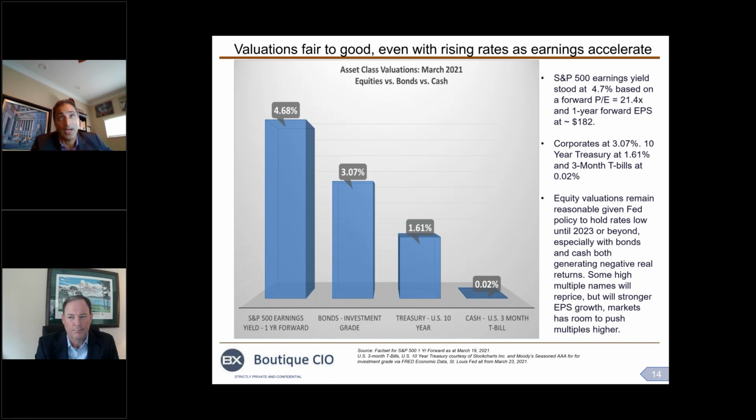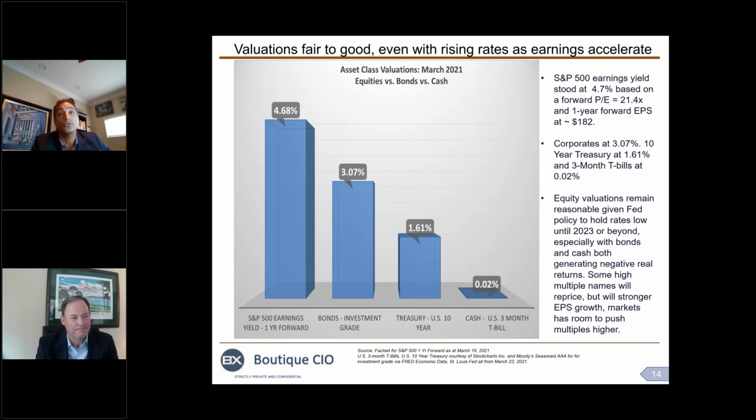Today, you're getting nothing from cash. We're today at about 1.6, 1.65 for the 10-year, and stocks are yielding over 4.5%, which is a multiple right around 21. So we describe this as being fairly to moderately valued. We don't see this as being overvalued. Arguably, the PE multiple can run higher.